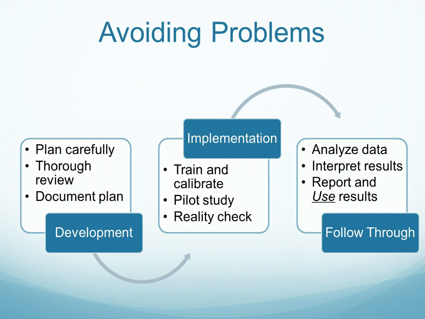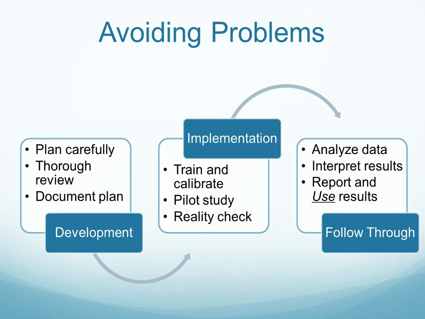In the implementation phase, there are some things that we can do to avoid problems that we often see. To avoid the problems of having inconsistent observations, we want to make sure that we carefully train all the observers and calibrate them to make sure that their observations are consistent. The step of conducting a pilot study should not be omitted because that is a very important way for us to be able to troubleshoot any problems in the protocol and to make adjustments so that the plan and the protocol is doable. It allows us to do a final reality check on the utility of the plan.